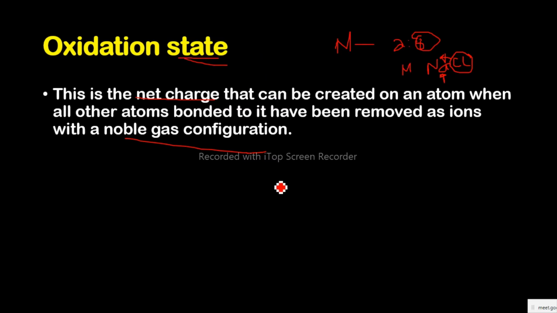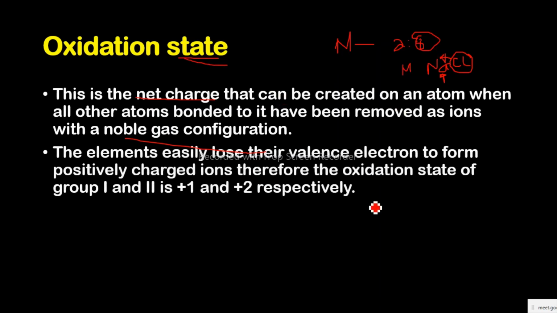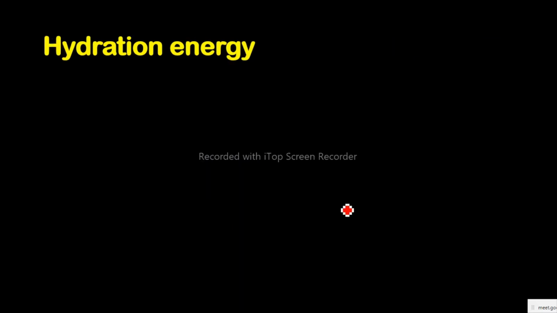Now for group 2 elements, they have an oxidation state of +2. Why? Because they form ions by losing 2 electrons. Whereas for group 1 elements, they have an oxidation state of +1. Why? Because they form ions by losing just 1 electron. The elements easily lose their valence electrons to form positively charged ions, and therefore the oxidation state of group 1 and group 2 elements are +1 and +2 respectively. So it is as simple as that.